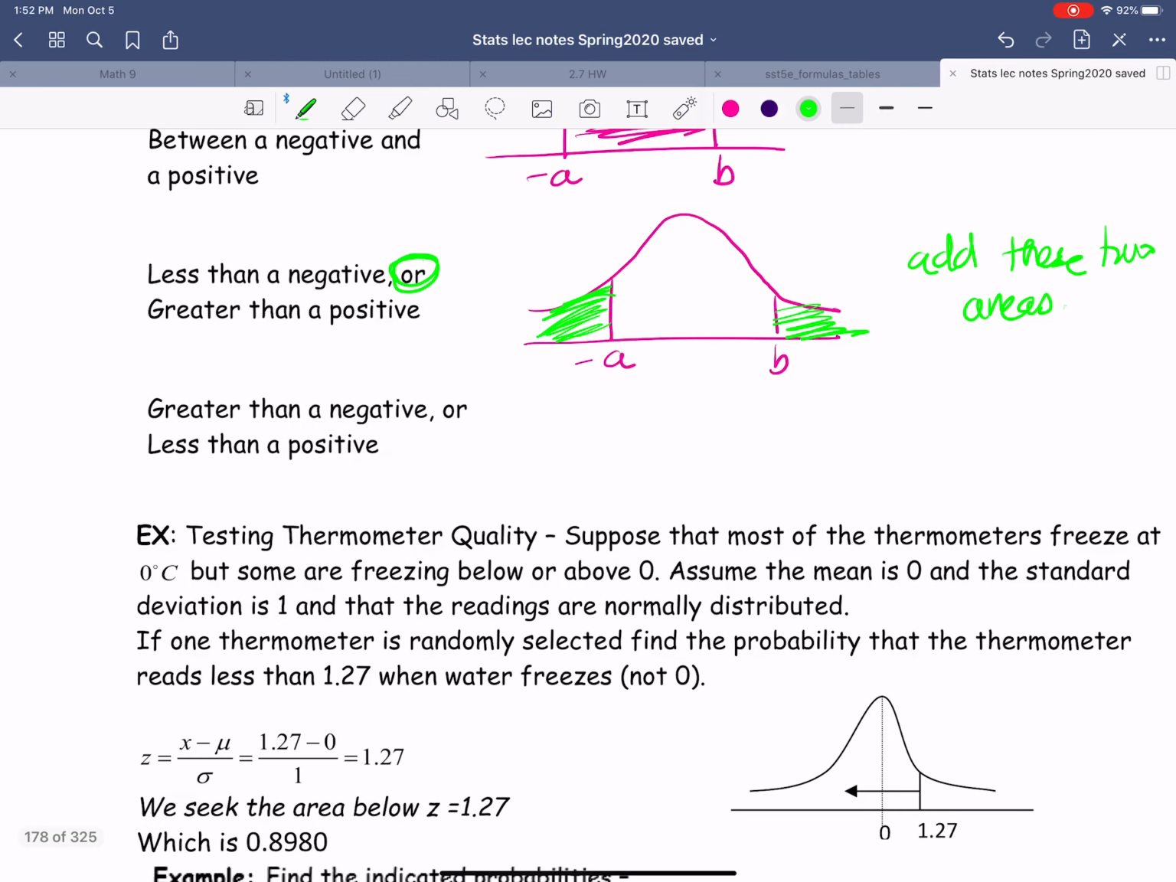Greater than a negative or less than a positive. So this is -A, this is +B. Greater is to the right, less is to the left. So you're looking at this much area in the middle here.